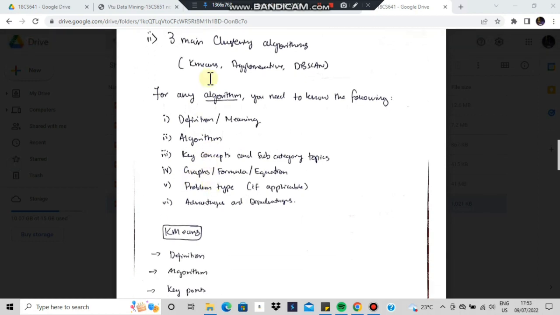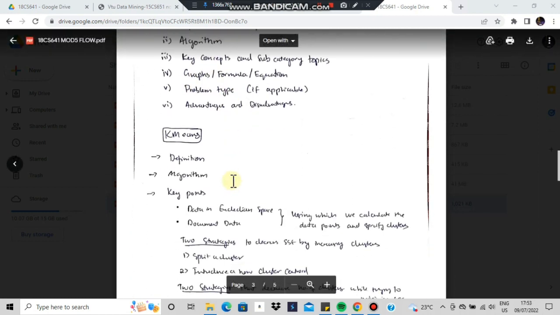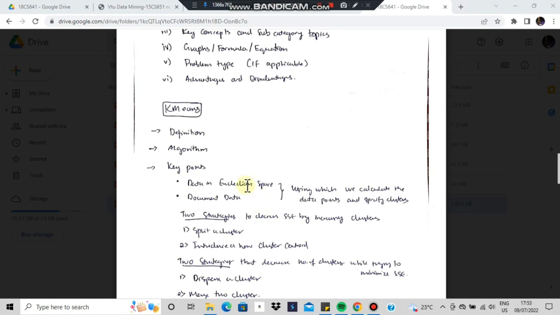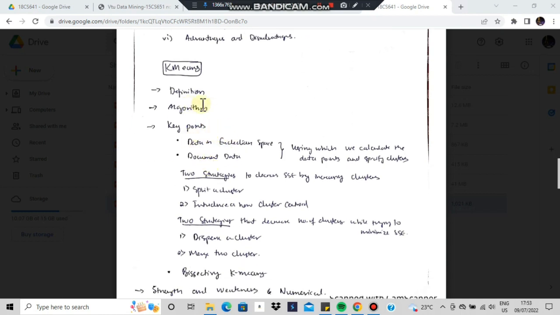So let's start with K-means. I'll give you a brief overview of what all you need to keep in mind for K-means. There is a definition for it and an algorithm associated with it. Then we have the key points. In the key points, what is this algorithm based on? The algorithm is based on these two things.